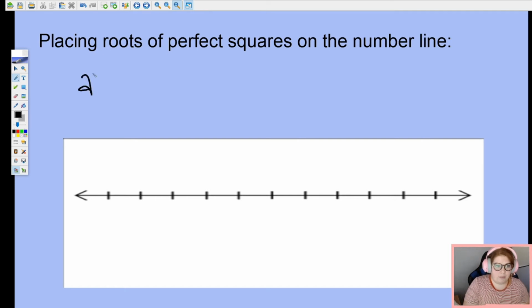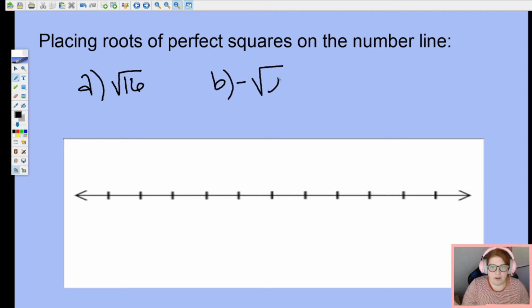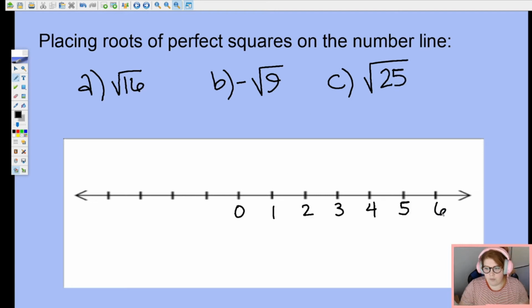To place some roots on the number line, I might ask you to place, for example, the square root of 16, the negative square root of 9, and the square root of 25. I will usually give you the number line already filled out, but for this class today, I didn't fill it in, and that's okay. So I need to place these on the number line. And to do that, I need to figure out what it is equal to, or what it is the same as. So if I think about it, what do I multiply by itself to get 16?